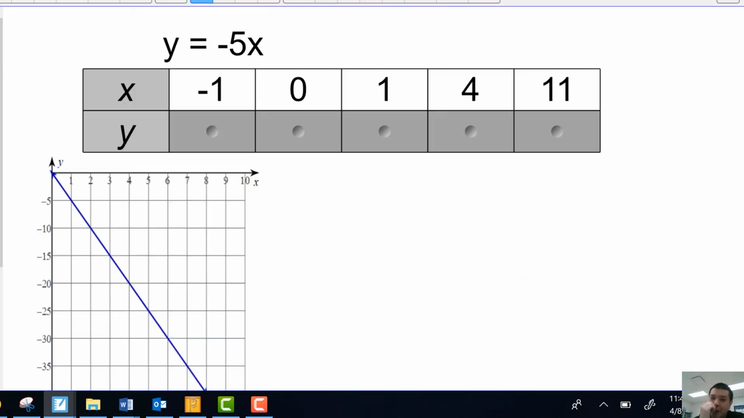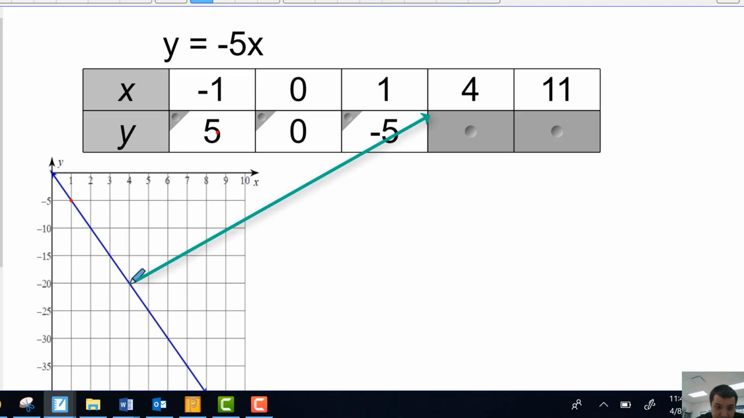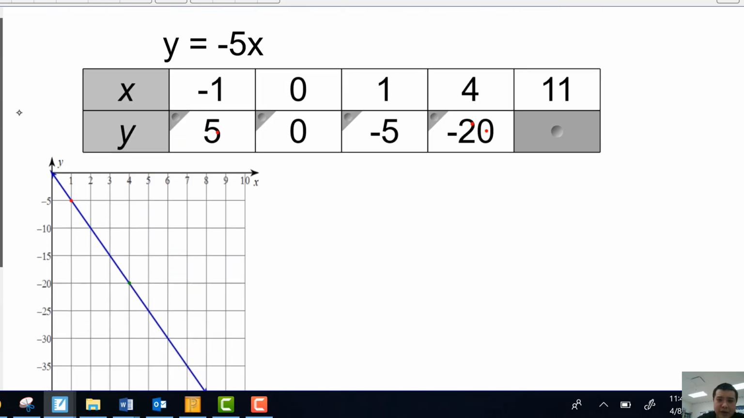And if we were to fill in this table right here, x equals negative 1, so negative 5 times negative 1 is 5. Negative 5 times 0 is 0. Negative 5 times 1, which we said was this point right here, that is negative 5. 4 times negative 5, which is this point right here, because x is 4 and y is negative 20, so therefore our table should read negative 20. And 11, which is not on this graph, okay, but we can use our equation to figure out what that is. Negative 5 times 11 is in fact negative 55.